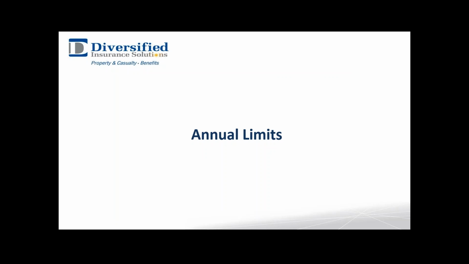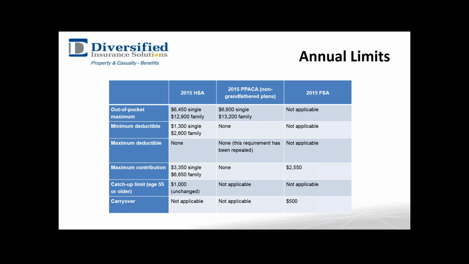And so the one thing that I want to just kind of close out on, and this is always an important topic, is annual limits. There are specific requirements, and these are starting to change a little bit, so it's a good slide to have some reference to. For 2015, if you were on what we call an HSA plan or a high-deductible health plan, that's the out-of-pocket maximum that's allowed by the government.